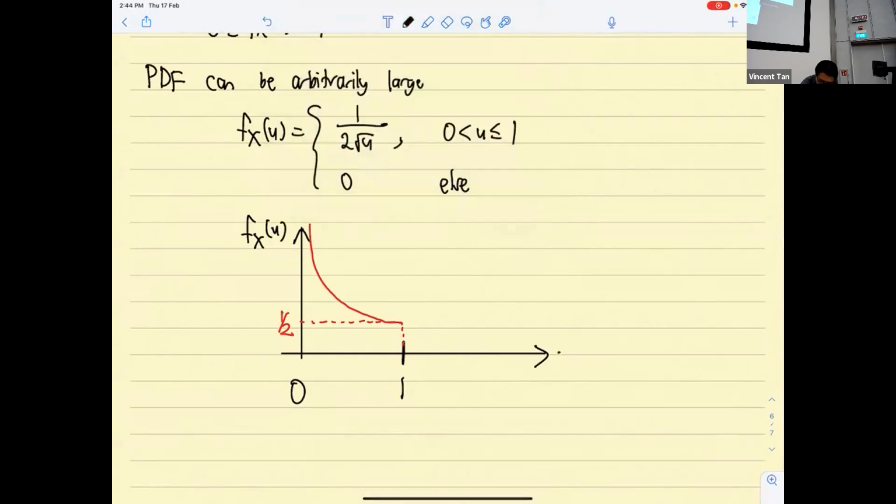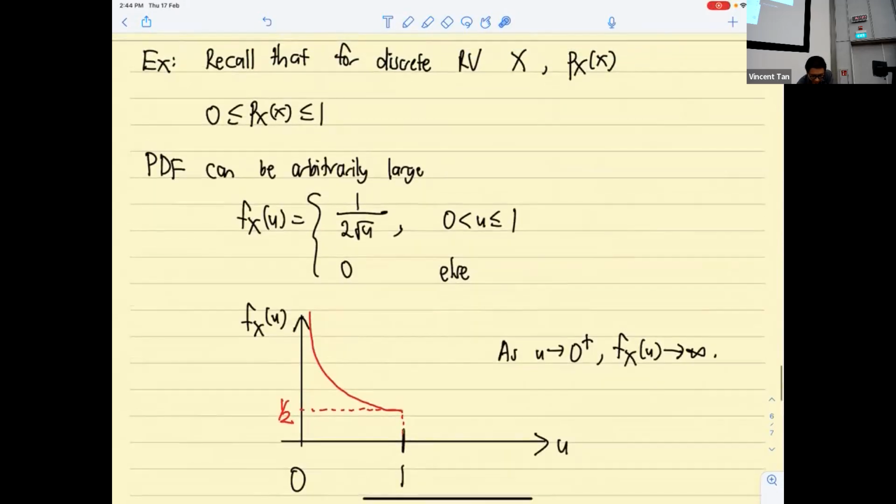Now, as you can see here, as u goes towards 0 plus, 0 plus means 0 on the right-hand side, because 0 minus is this side here. As u goes towards 0 plus, that's what math people do, then f_X(u) diverges to infinity because you are dividing by something very, very small, and you get something very big, right? So this diverges up here. The moral of the story is that the PDF can be arbitrarily large.